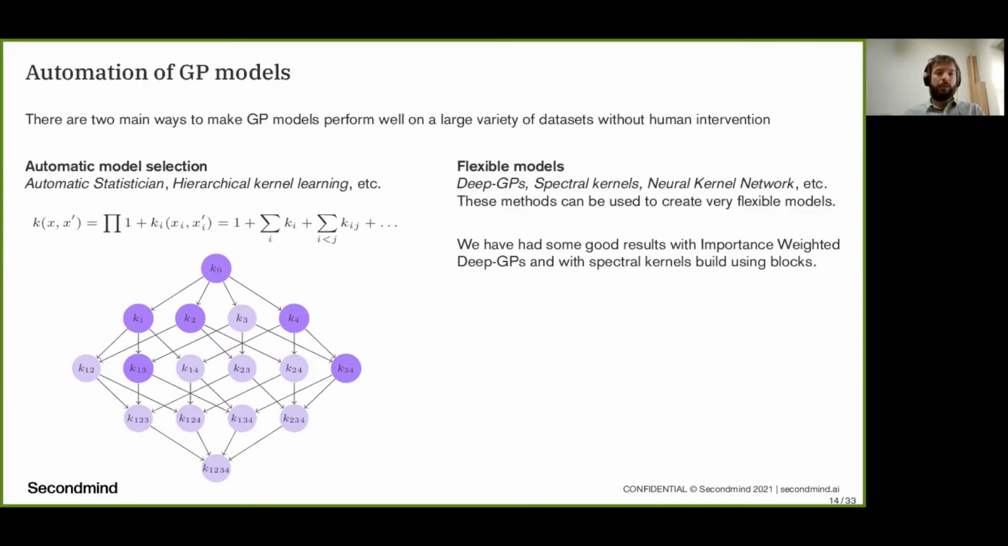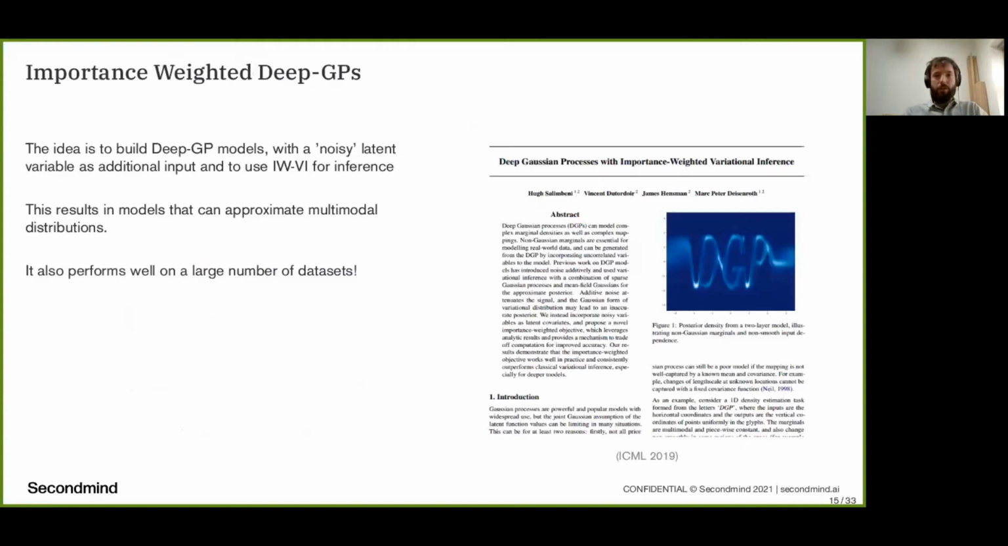Another approach is not to try to combine covariances together, but just to start with a complex covariance in the first place and try to optimize that all at once. Or just to start with models that have lots of flexibility. For example, you could use deep GPs, or kernels that are parameterized by their spectral density, or there's interesting work called the neural kernel network. All these can make very flexible models. On our side, we've had some good results with importance-weighted deep GPs and spectral kernels built using blocks. I'm going to present briefly these two papers.